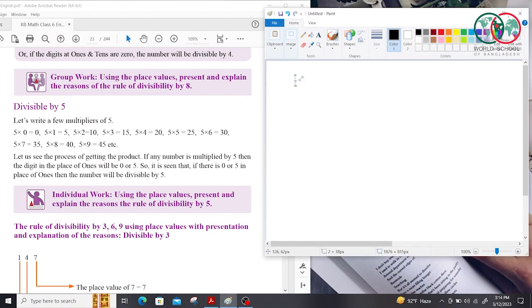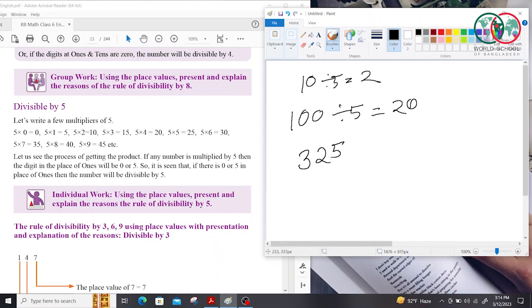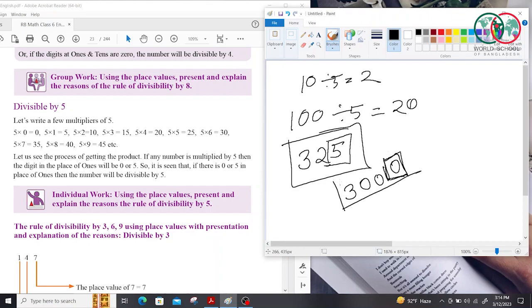Okay, so 10 is divisible by 5, which gives 2. 100 is divisible by 5, which gives 20. So now try a difficult one. Here the last number is 5, right? So 5 is divisible by 5, so this whole number will be divisible by 5. Again, if there was 10010, here there is 0 in the last place, and we know that if there is 0 or 5, the whole number is divisible by 5, so this whole number will be divisible by 5.